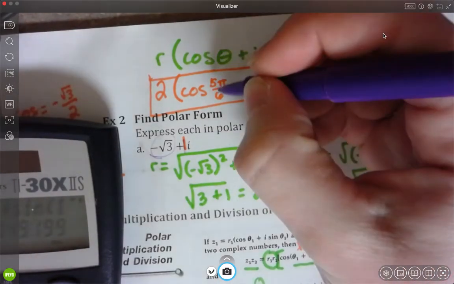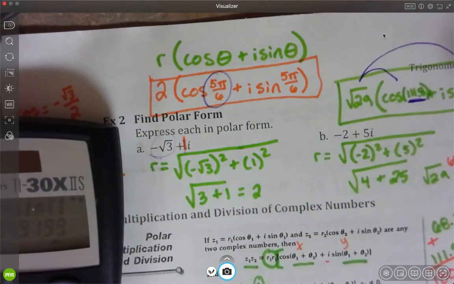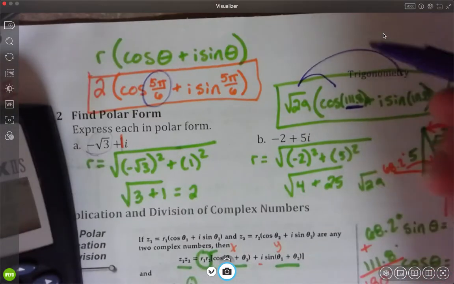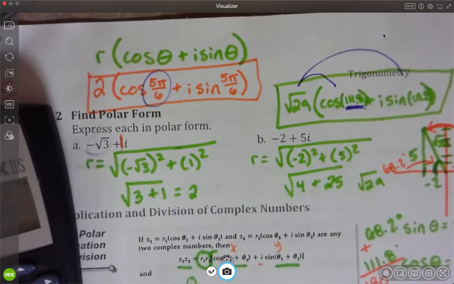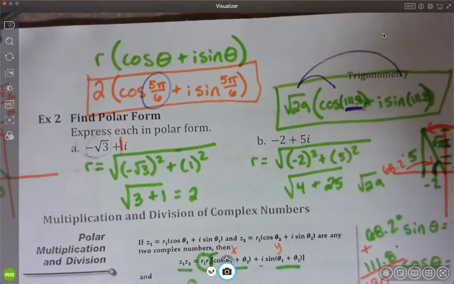The only difference here is 5 pi over 6 is in radians, so you would want to make sure your calculator was in radians. Here, we would want to make sure our calculator was in degrees because we wrote that answer in degrees. So that's how you switch back and forth between rectangular form and polar form.